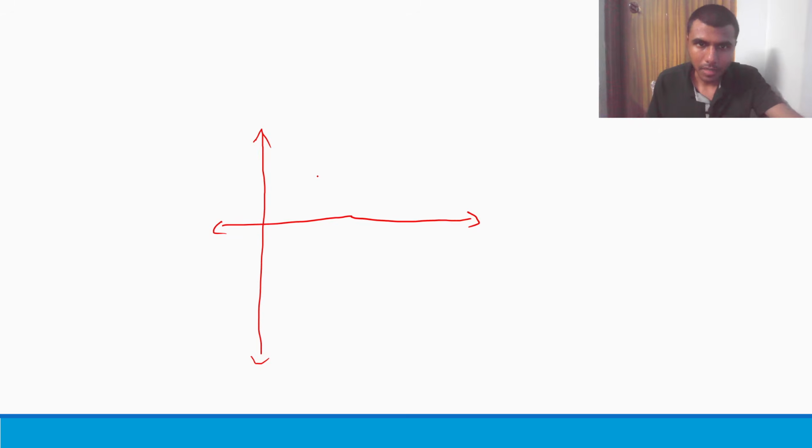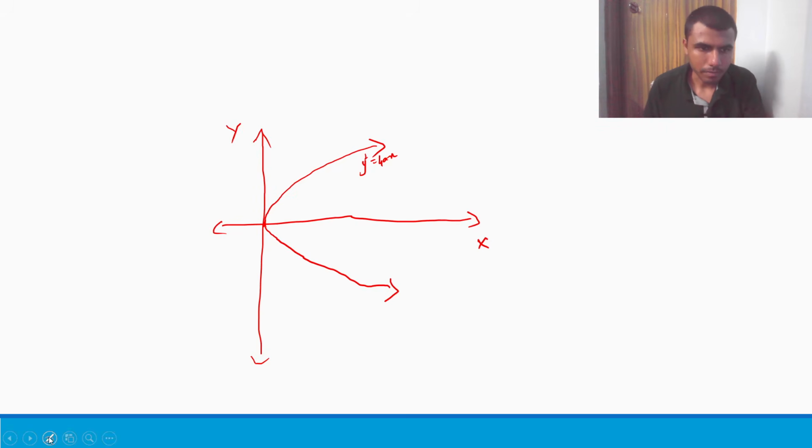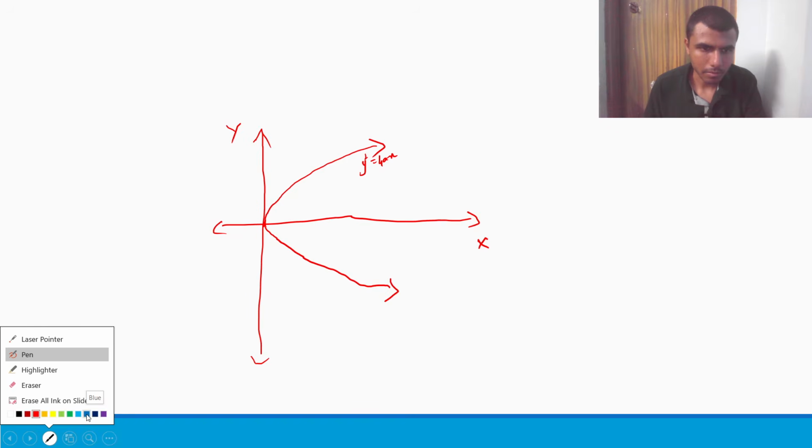Now, see. Let's say the parabola is somewhat like this, y square is equal to 4x. This is our parabola. It touches at the origin. Let me take the tangent's color as different. This is capital X, capital Y, and this is the parabola y square is equal to 4x. Now, let me use some other color.